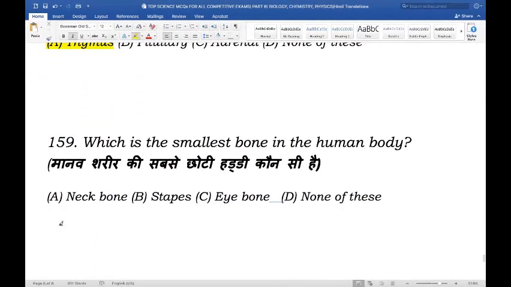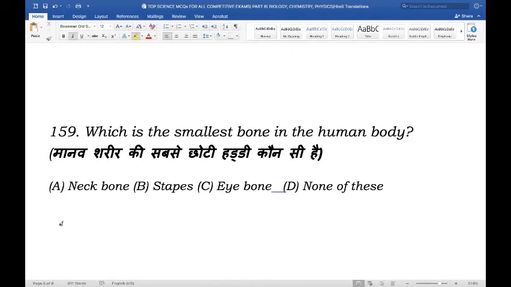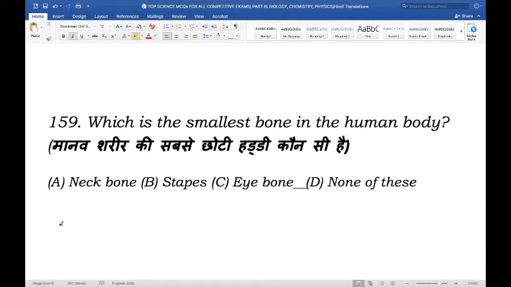Question number 159. Which is the smallest bone in the human body? Is it A, neck bone, B, stapes, C, eye bone, or D, none of these? So the smallest bone in the human body is B. Stapes is located in the middle ear and is the smallest bone in the human body.